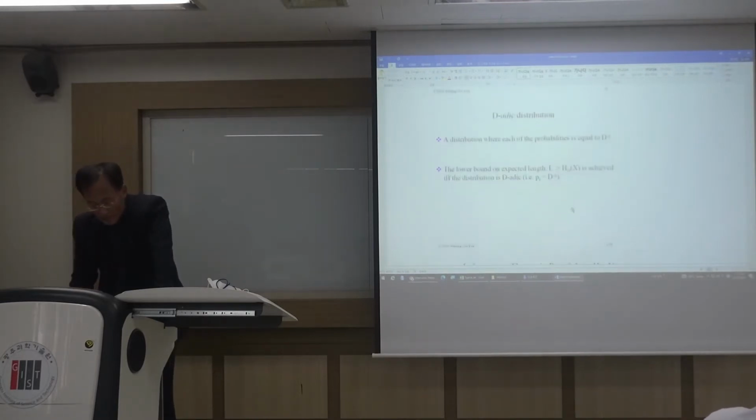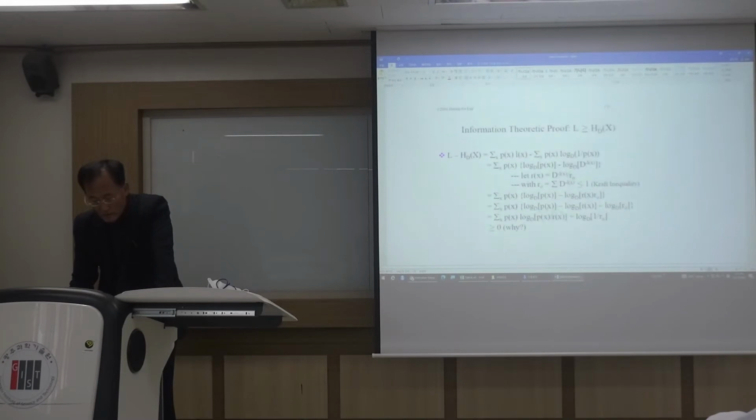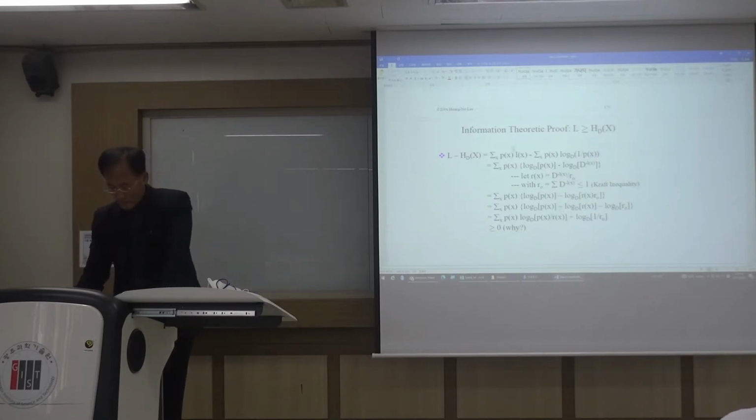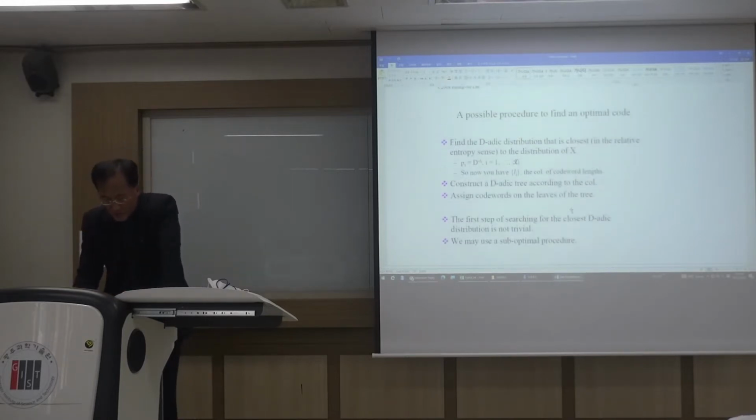Okay. All right. So this is another information theoretic proof that L is greater than or equal to Hd of X, but this is nothing but using relative distance, right, between two distributions. So since we have done this many times in chapter 2, I'm not going to do it. You can read about it, okay? All right, and the possible procedure to find an optimal code, which is what I have described earlier.